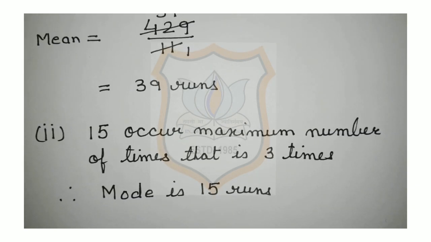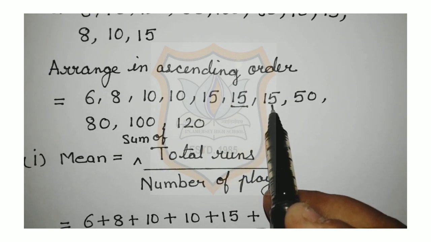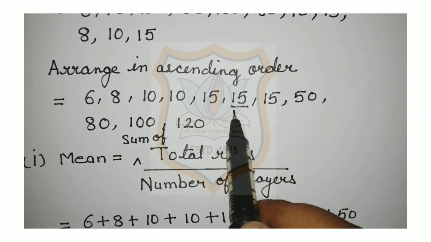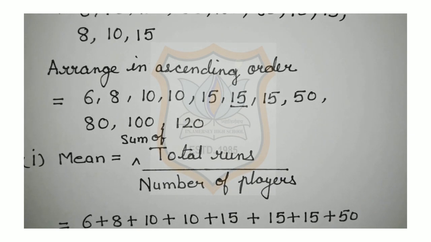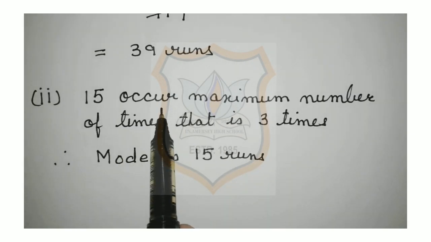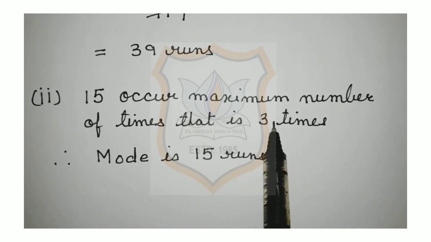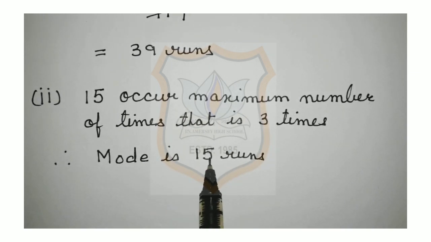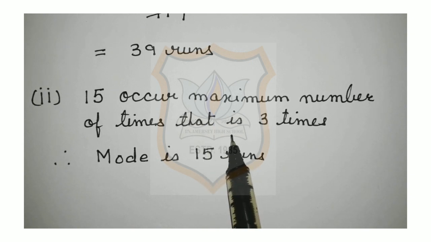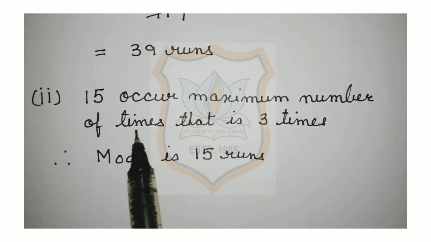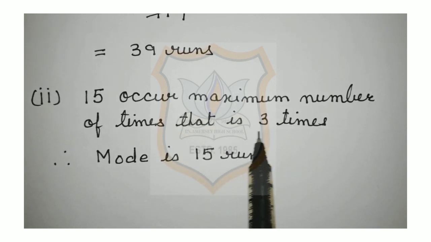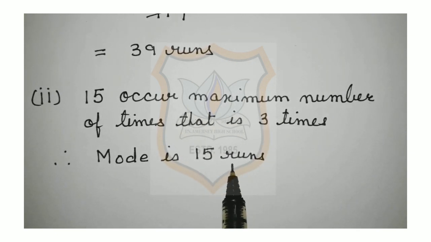Now students, the second thing I have to calculate is the mode. The mode is the number which occurs most often. So I can say the number 15 occurs most often. See, this 15 occurs 3 times. So I can say that the mode is 15. Therefore 15 occurs the maximum number of times, that is 3 times. Therefore the mode is 15 runs. In this way you have to write the answer of the question.